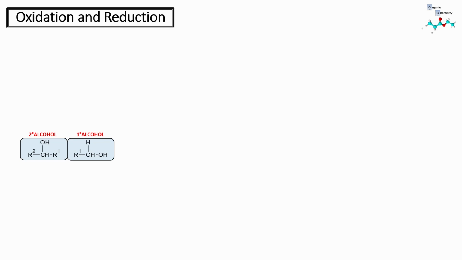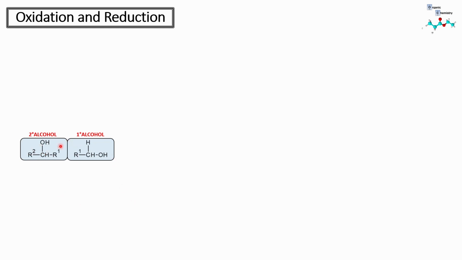And just as a reminder of what a primary and a secondary alcohol is: a primary alcohol is a molecule where the carbon bonded to the alcohol, the OH group, is bonded to one other carbon. A secondary alcohol is when the carbon bonded to the OH group is bonded to two other carbons.